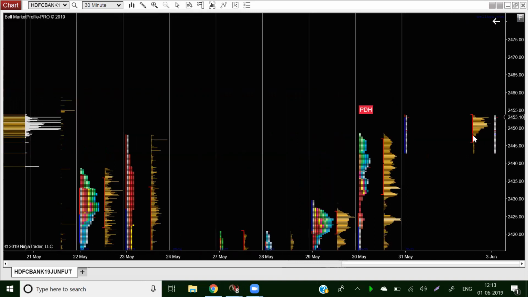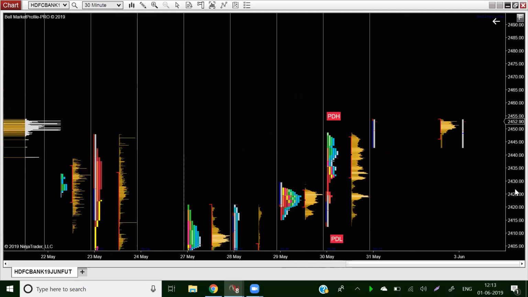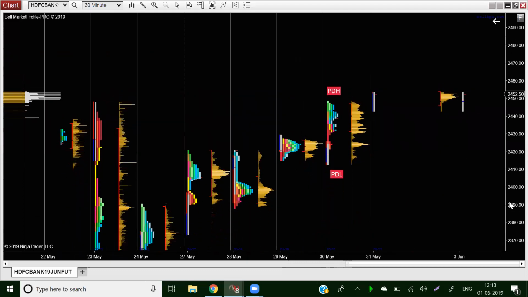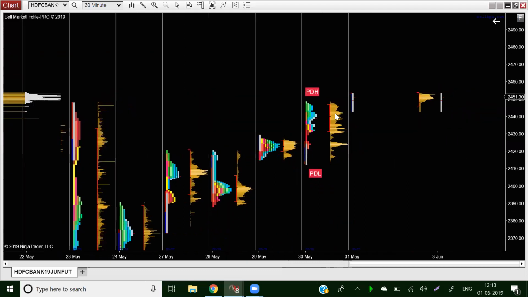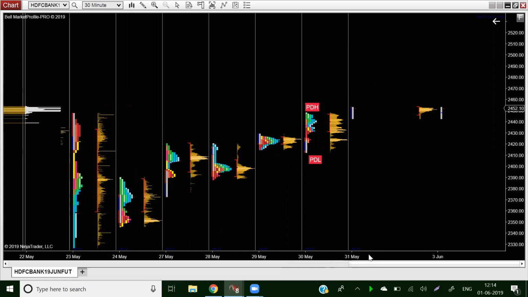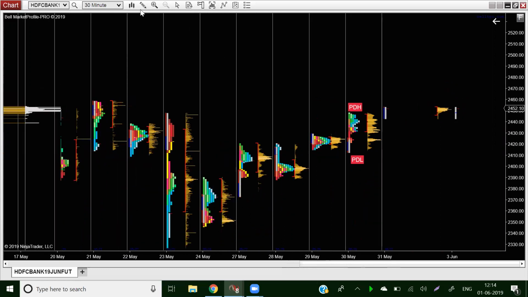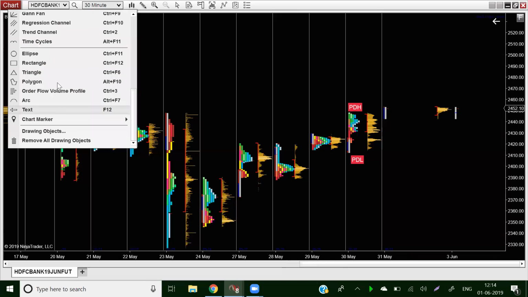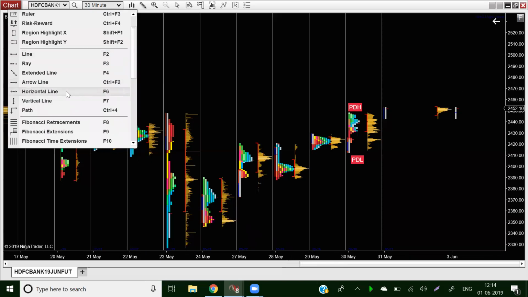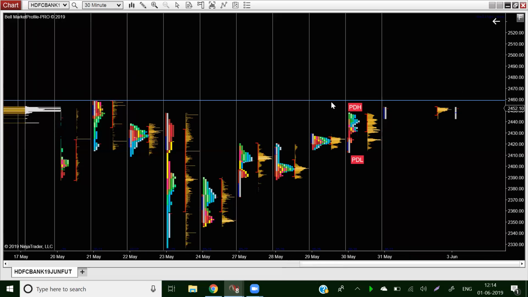So HDFC Bank has opened somewhere around here. This is your previous day high. Let me pause this chart. The references we had marked are gone actually, so let me put the references once again. This is one reference. These are all prominent point of controls. This was the important reference, what you call the poor high or weak highs.